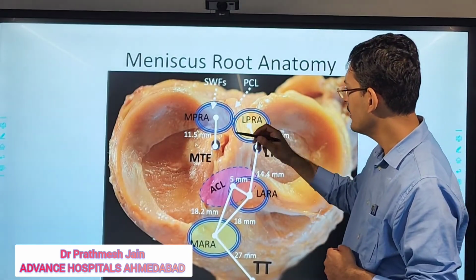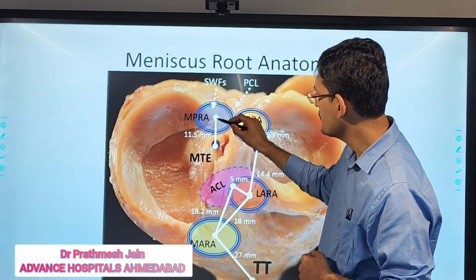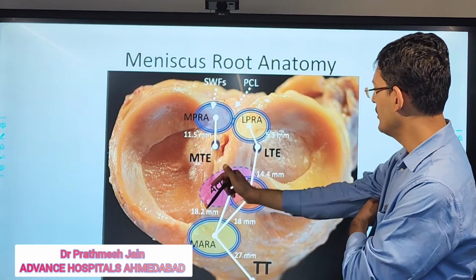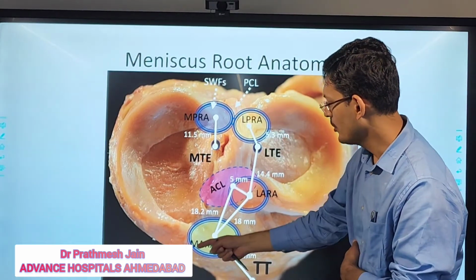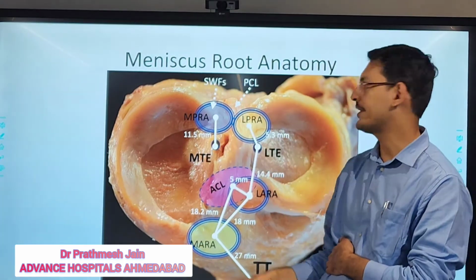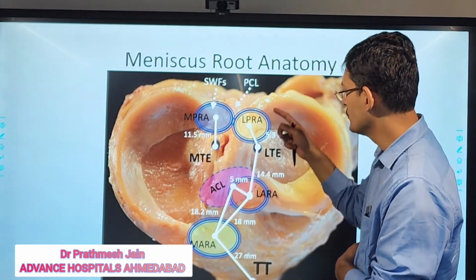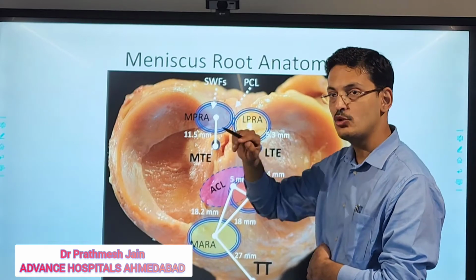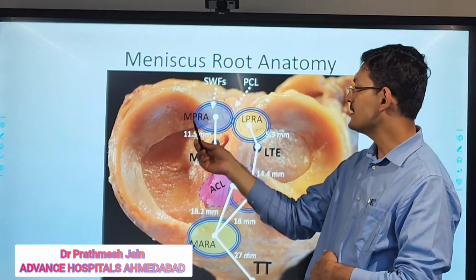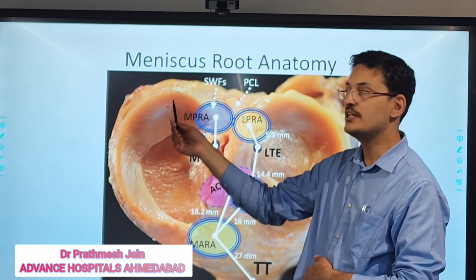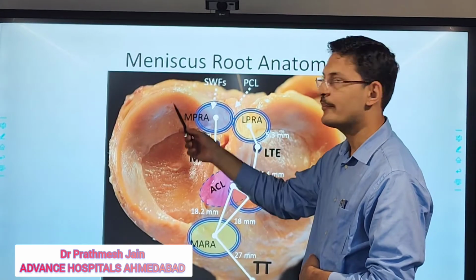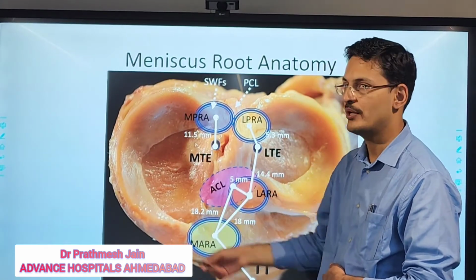Now if you see here, this is again the area of the attachment of the root. This is the area of the attachment of the root, which is more posterior and more anterior for the medial side and more close to each other on the lateral side. The other thing that you must realize here, the shape of the meniscus is more broad on the posterior aspect as compared to the anterior aspect.